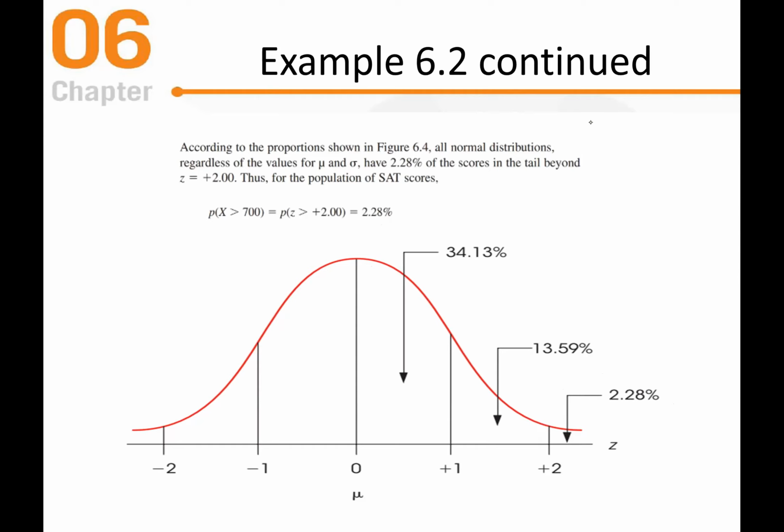So reading it in a different way, in all of the normal distributions, regardless of the values of the standard deviation or the population mean, they're all going to have 2.28% of the scores in the tail beyond a z-score of 2, for any normal distribution, given any mean or standard deviation. This is going to apply as long as it's a normal distribution.